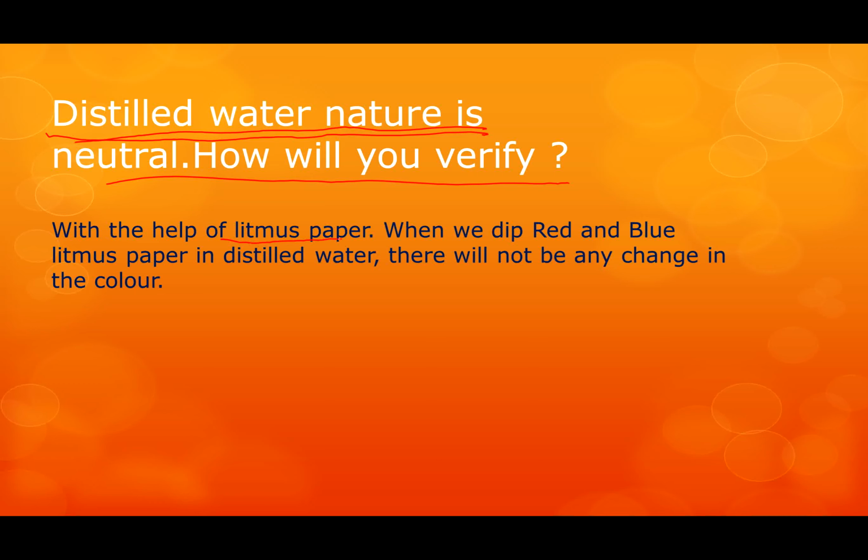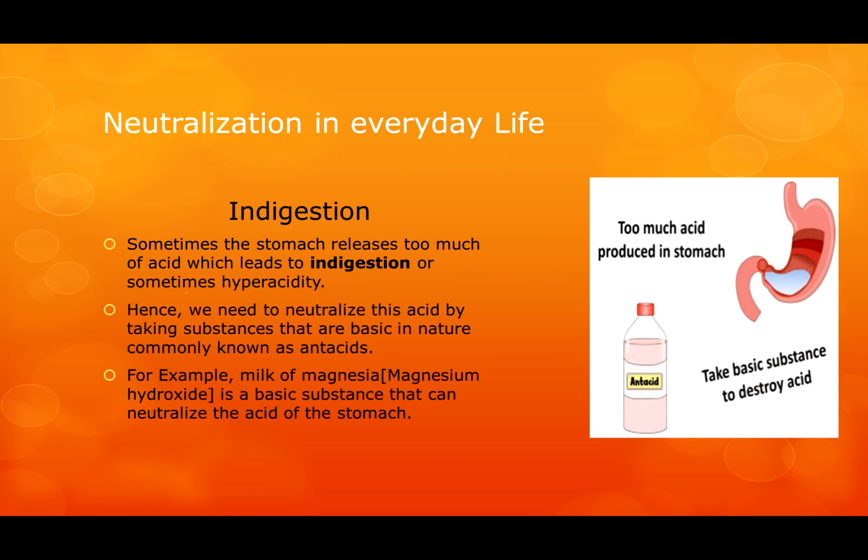If you remember, we took the litmus paper, which is red and blue. There are two types of litmus paper. You can take both litmus papers and dip them in distilled water. If there is no change in the color of both litmus papers, that shows this solution, or distilled water, is neutral in nature. And this we can apply to any other neutral salts also. Now let's move on to the application of neutralization in our daily life.